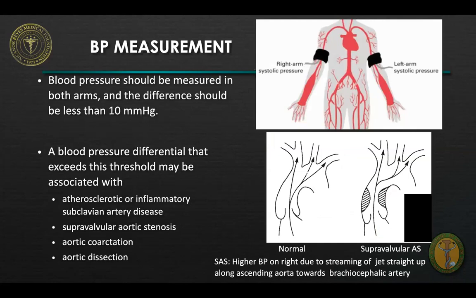Blood pressure should be measured in both arms, and the difference should be less than 10 millimeters mercury. Higher BP on the right is due to the streaming of the jet straight up along the ascending aorta towards the brachiocephalic artery. Now, a blood pressure differential that exceeds this threshold may be associated with atherosclerotic or inflammatory subclavian artery disease, supravalvular aortic stenosis, aortic coarctation, or aortic dissection.